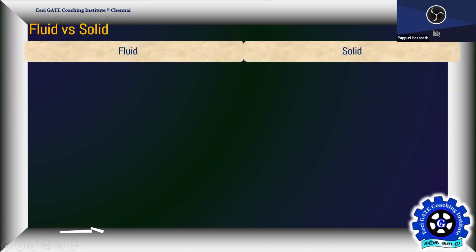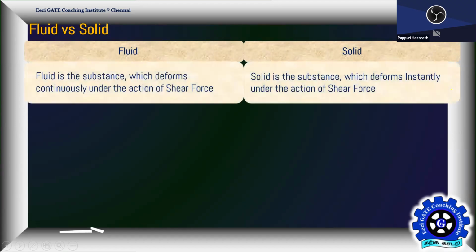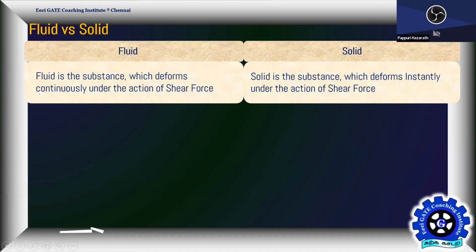Fluid is the substance which deforms continuously under the action of shear forces. Solid is the substance which deforms instantly under the action of shear force. So you will be seeing continuous deformation. This is very, very important. You need to use this word. In fluids, it deforms continuously under the action of shear force. Here, you will be seeing instant deformation under the action of shear force.